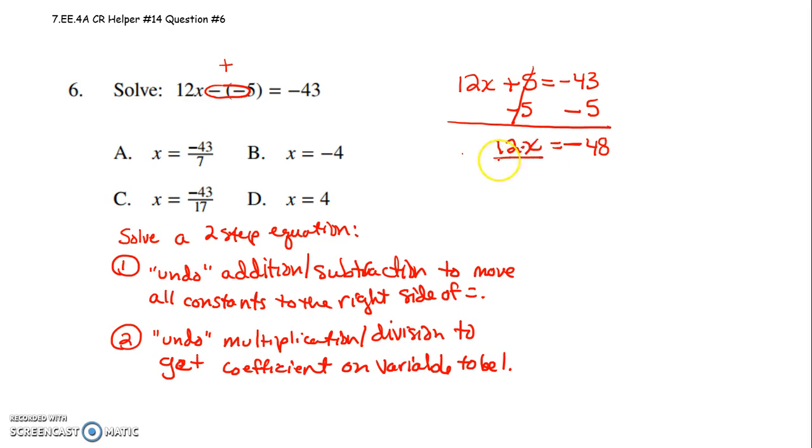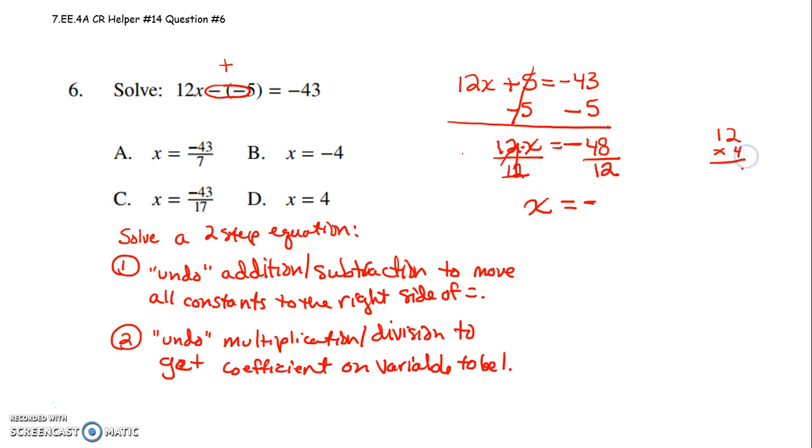In 7th grade, we write our fraction bar for division. What am I going to divide on the left side so that x can be all by itself? I'm going to divide by whatever the number in front of x is. So I'm going to divide by 12. If I divide the left-hand side of my equal sign by 12, I must also divide the right-hand side by 12. 12 divided by 12, fancy form of 1. 1x is just x. Negative divided by a positive is a negative. 48 divided by 12, I believe, is 4.